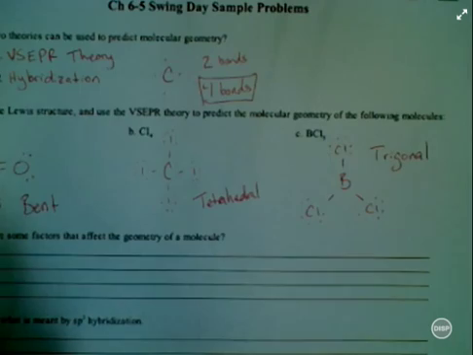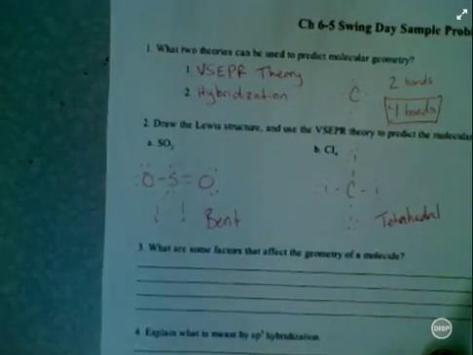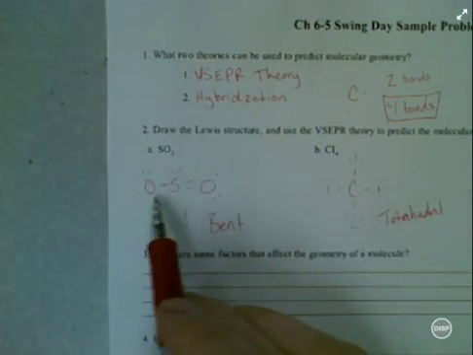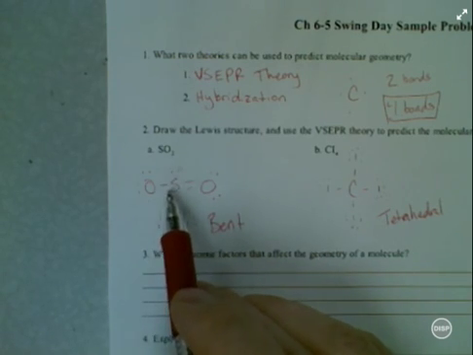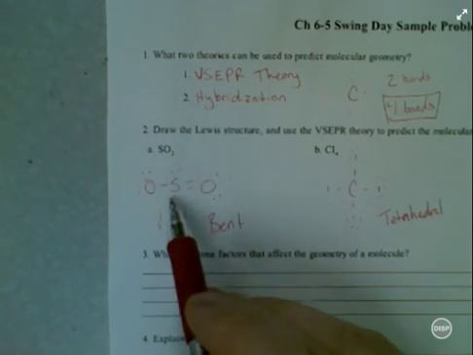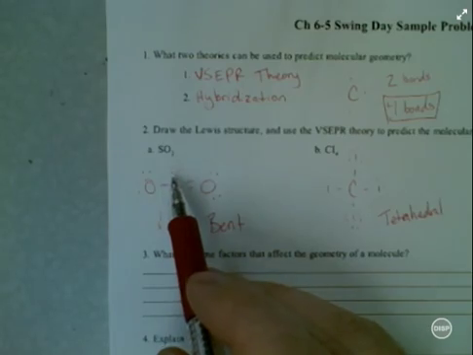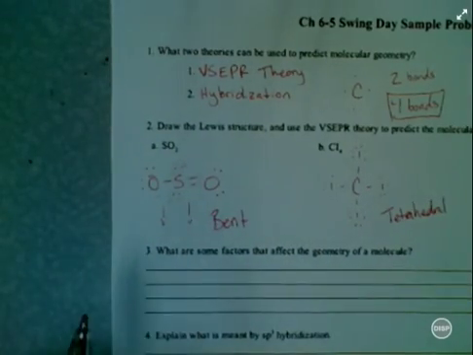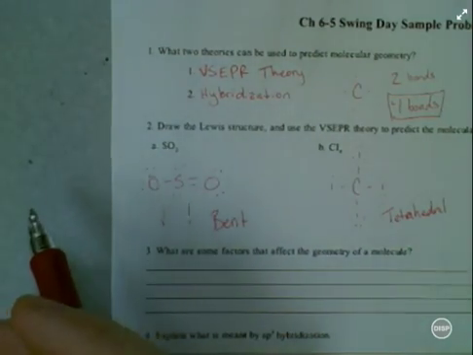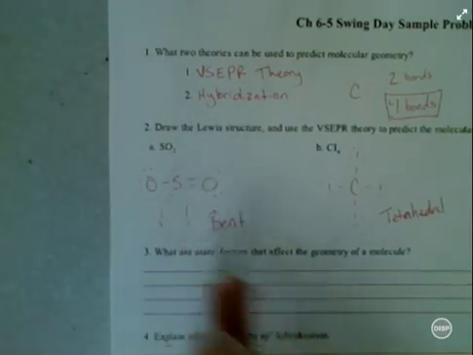Now, in order to answer this question, I want to refer back to A. The reason that we knew that this was bent, the reason that we knew that these 2 bonds coming off the sulfur were going to go down at angles, is the presence of this lone pair right here. The presence of that lone pair is forcing these bonds to move and be at angles.